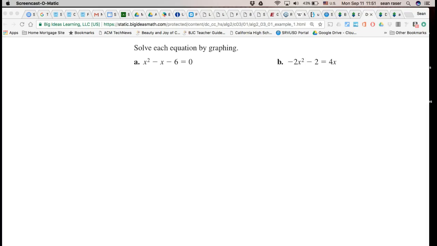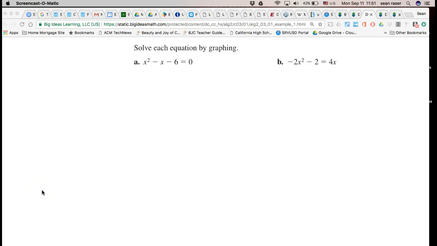All right, welcome to the first video for section 3.1. In this section, we're going to look at solving quadratic equations. Last chapter we talked a lot about the different properties of quadratic equations and their graphs and how to interpret and analyze them. Here we're going to talk about how to solve equations.